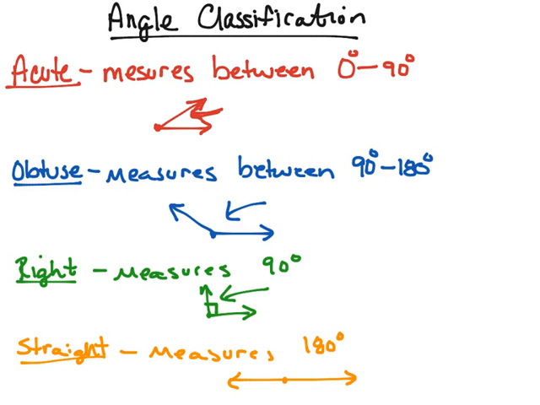And finally the last one we have here is a straight angle, and a straight angle always has a measure of 180 degrees. So as you can see here, what we end up with is a straight line. Straight lines have a measure of 180 degrees, therefore we can call them straight angles. So these are the 4 different types of angles that we're going to come across here throughout the year.